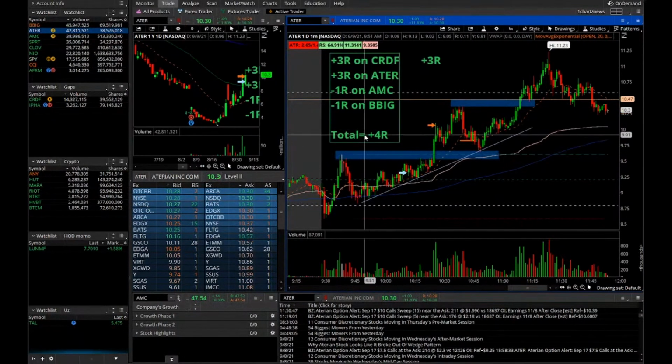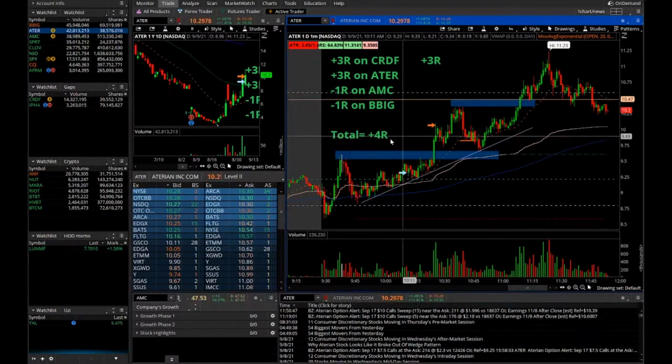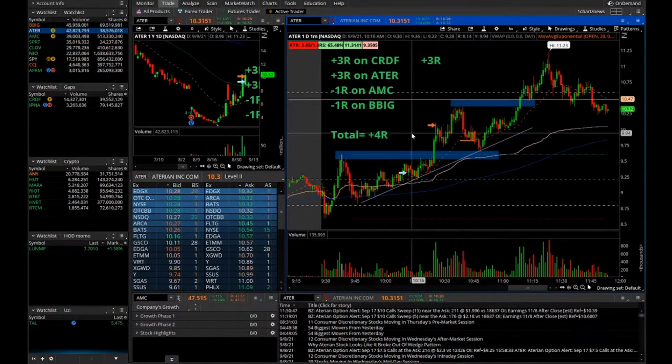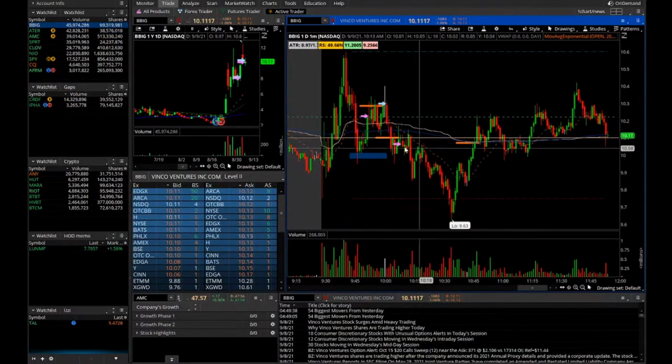Yeah, that's about right, guys. Total plus 4R, maybe a bit less than that, to be honest. But I'll just keep it simple. Total 4R. I'm quite happy with it, especially after messing up the BBIG right here.